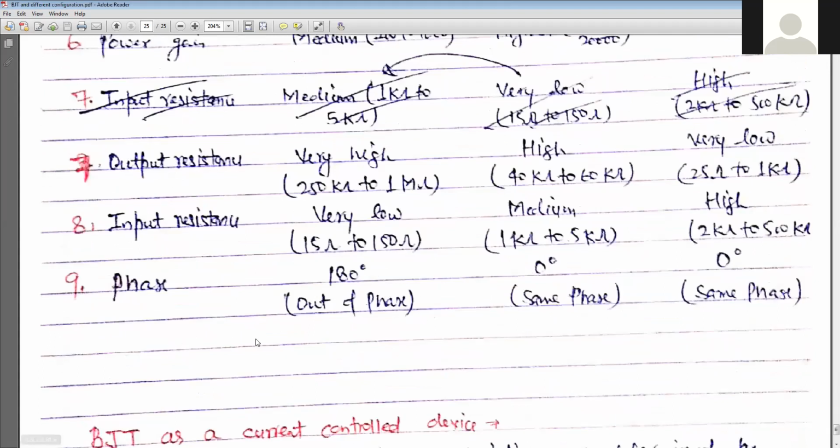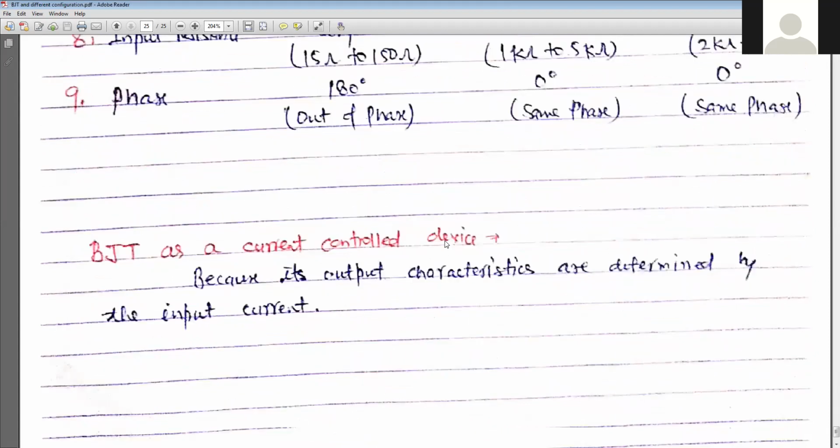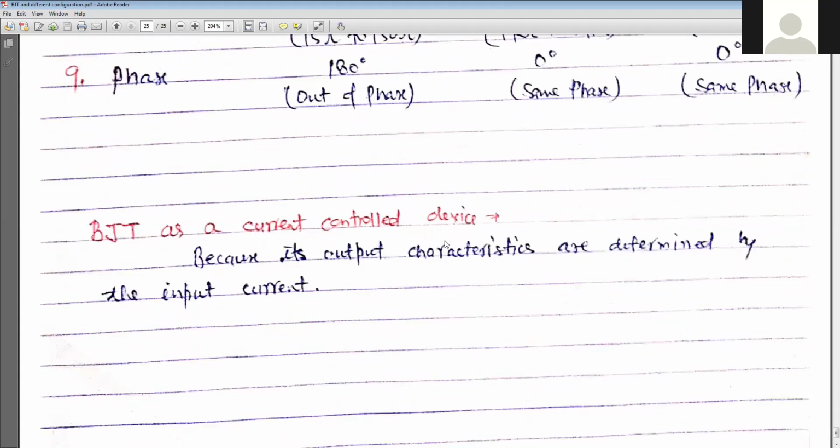And the other term is phase. Both the common collector and the common emitter are in the same phase, but common base is out of phase, that is 180 degrees. The last point: why is BJT a current control device? BJT is a current control device because all these output characteristics are determined by the input current. That is why it is called a current control device, because your output is controlled by input current. So by this way we are done with this chapter, that's called the BJT.